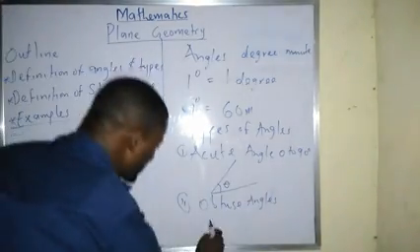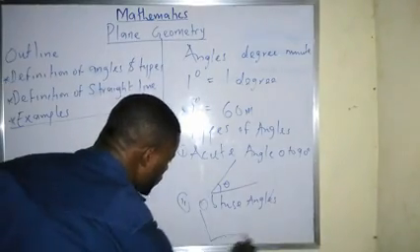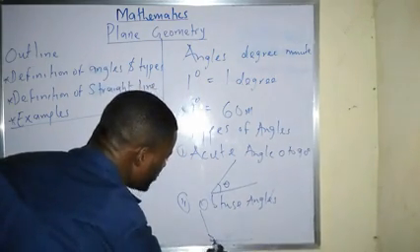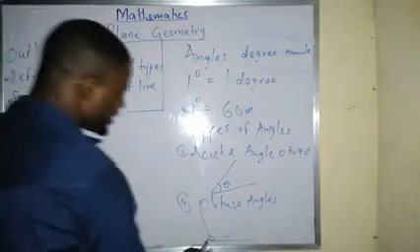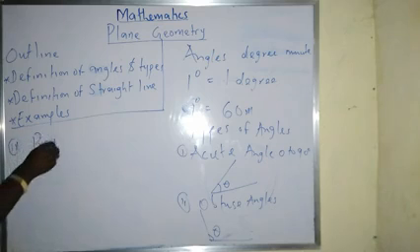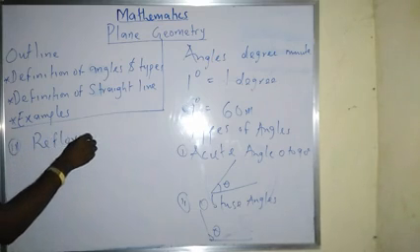Now, it's always like this. Sorry, let me use a straight line. It means it's above 90. Theta is above 90. And the last one, which is the third one, we call it reflex angle.